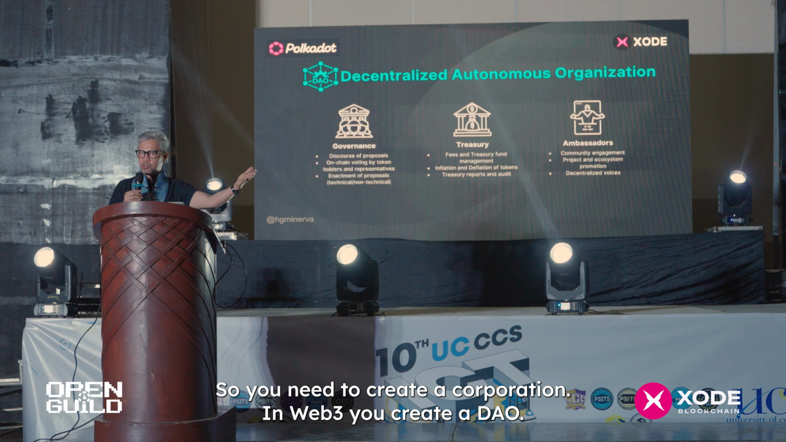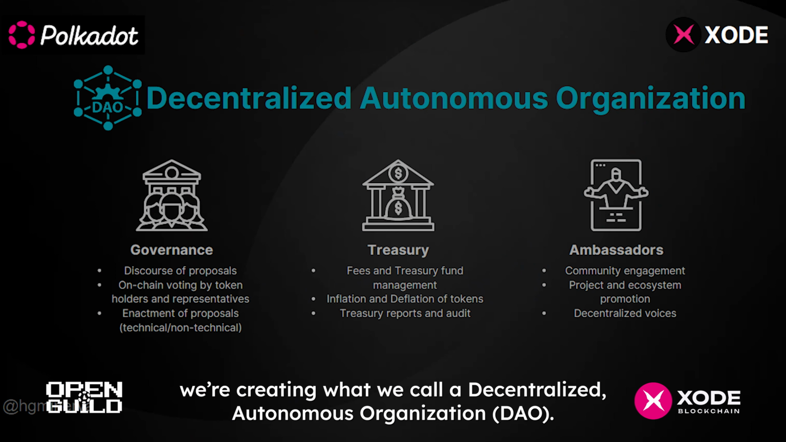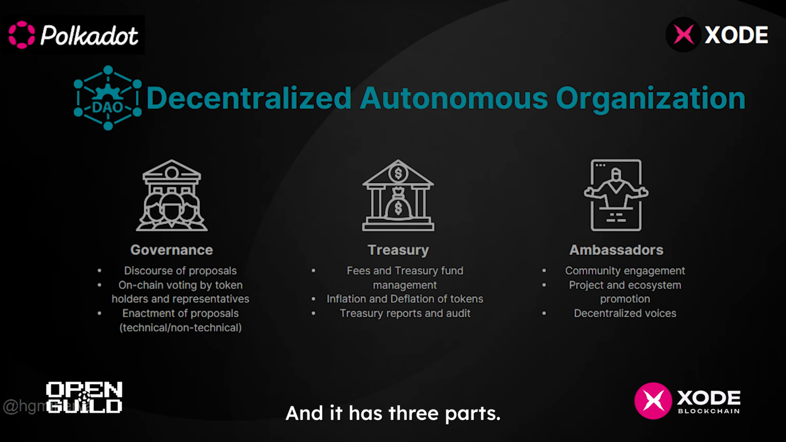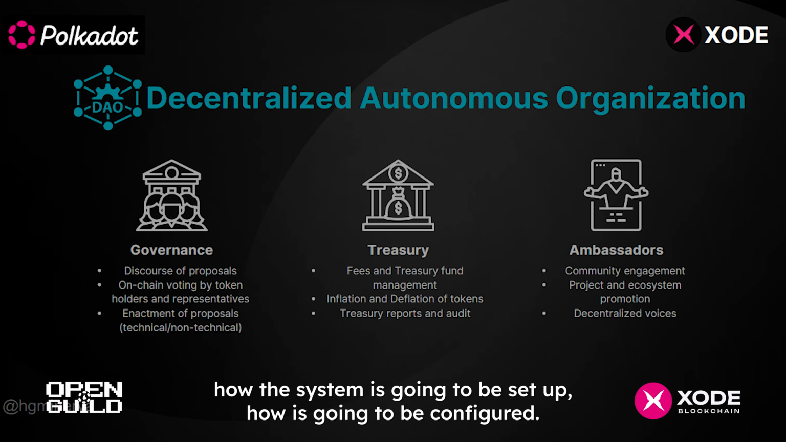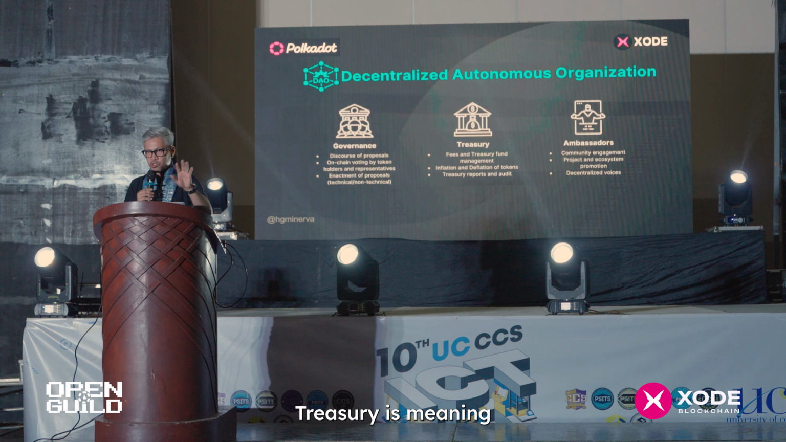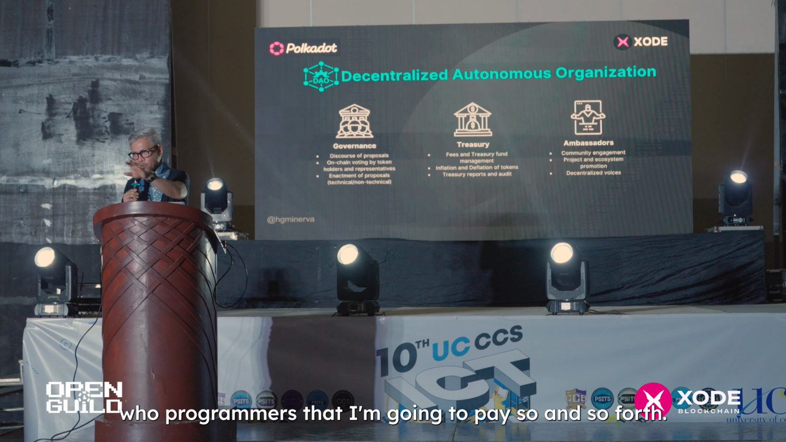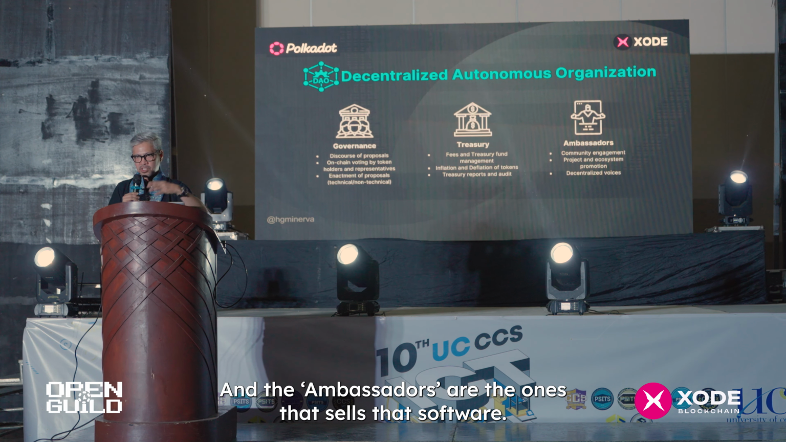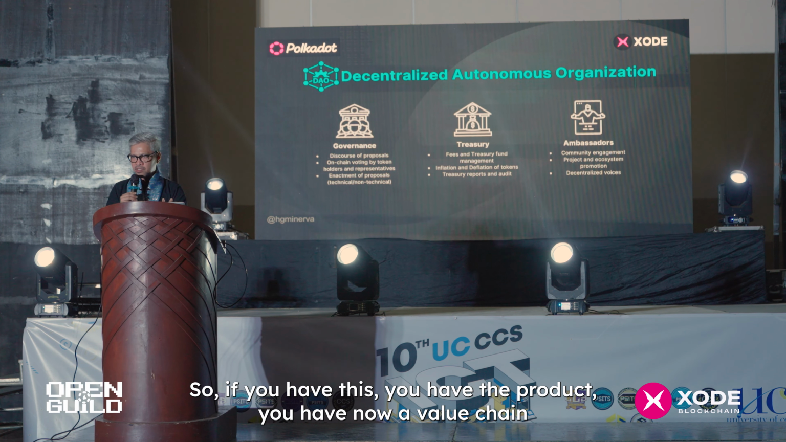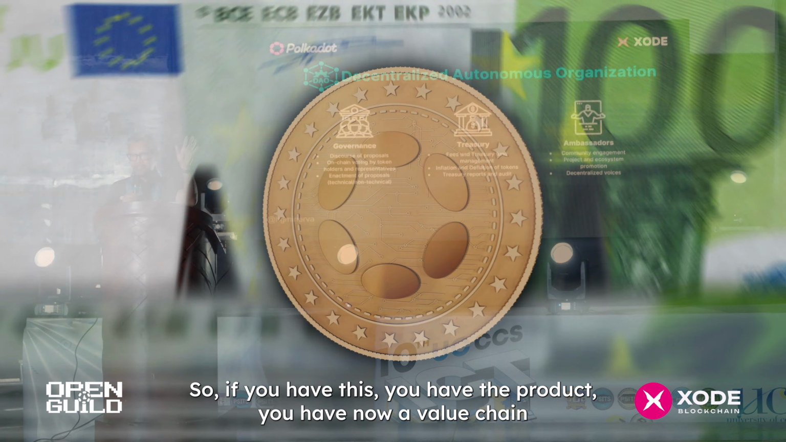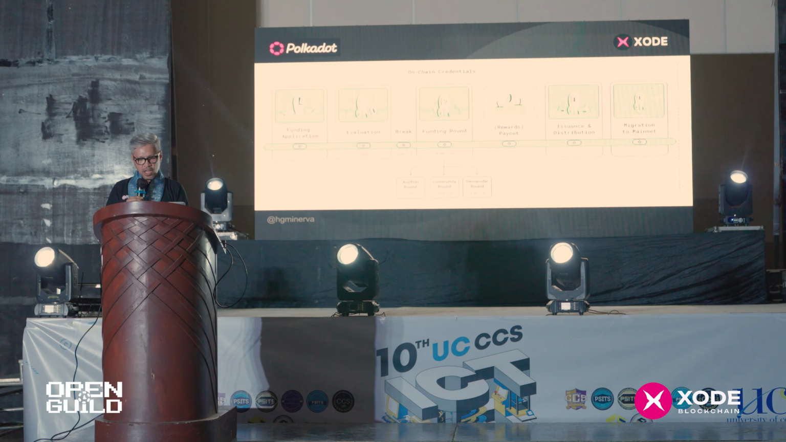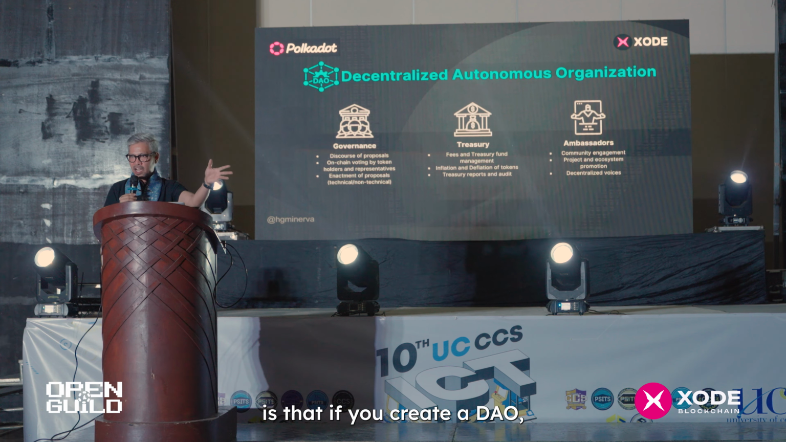In Web3, you create a DAO. Okay? So you're not creating a corporation, you're creating what we call a decentralized autonomous organization. And it has three parts. Number one, governance. Number two, the treasury. And number three is the ambassadors. When you look at it, governance is just telling how the system is going to be set up, how it's going to be configured. Treasury is meaning who programmers that I'm going to pay, so on and so forth. And ambassador is the one that sells the software. So if you have this, you have the product, you have now a value chain, and you can make money out of it.